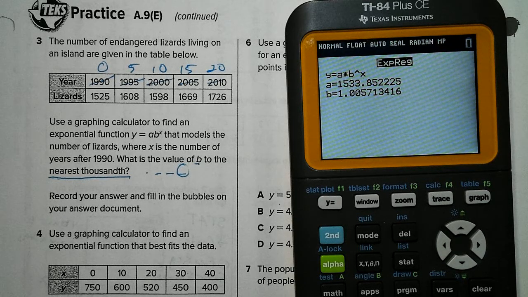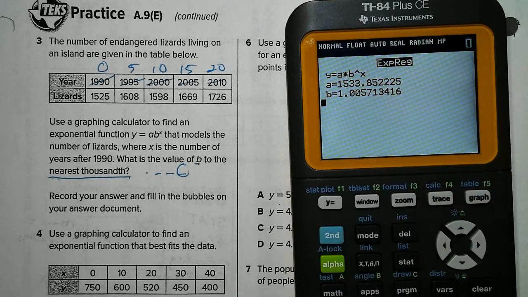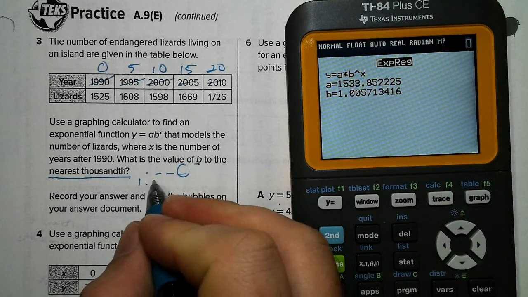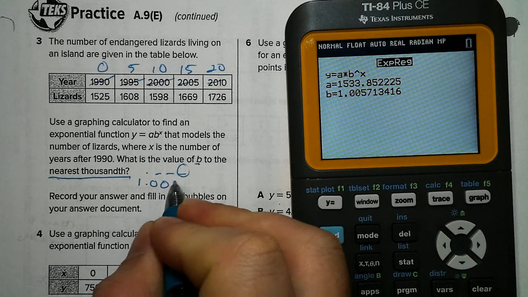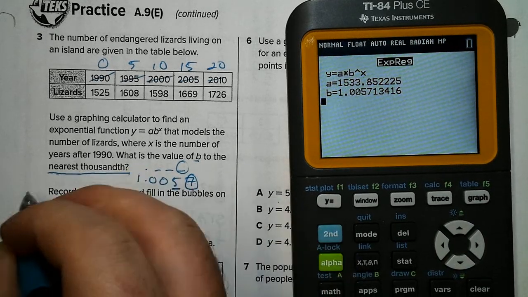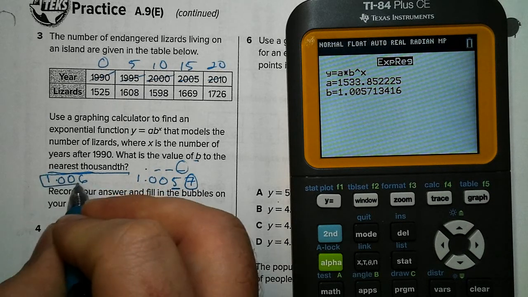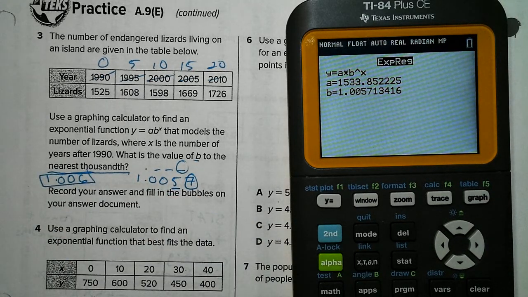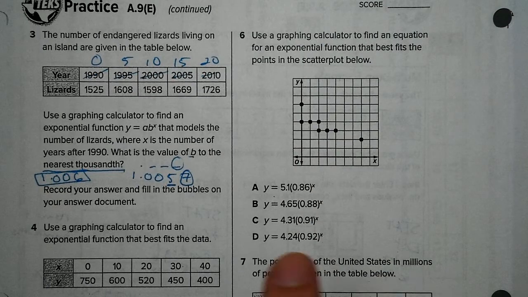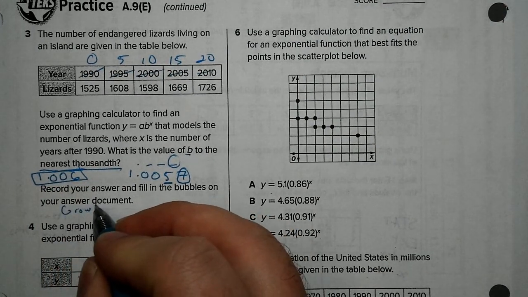So this time it wanted b to the nearest thousandths, so it doesn't really care what a is. So b to the nearest thousandths, that would be 1.0057. The 7 makes the 5 round up, so it's 1.006. So just ask for the b value. And on the rest of these, let's mark if they're a growth or a decay. Since this is greater than 1, this one would be a growth.